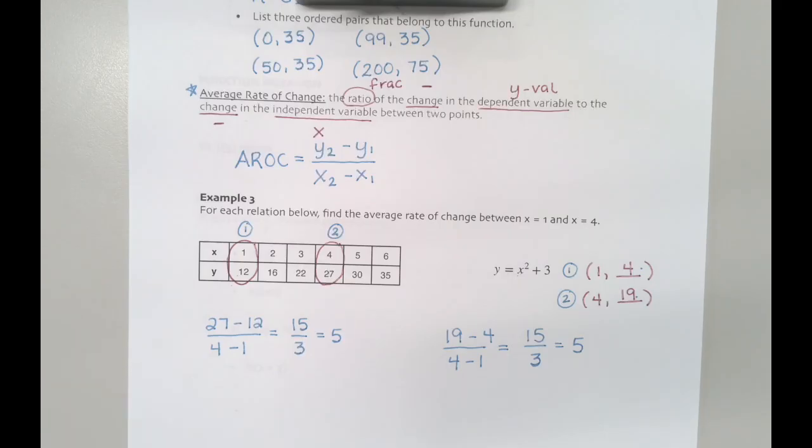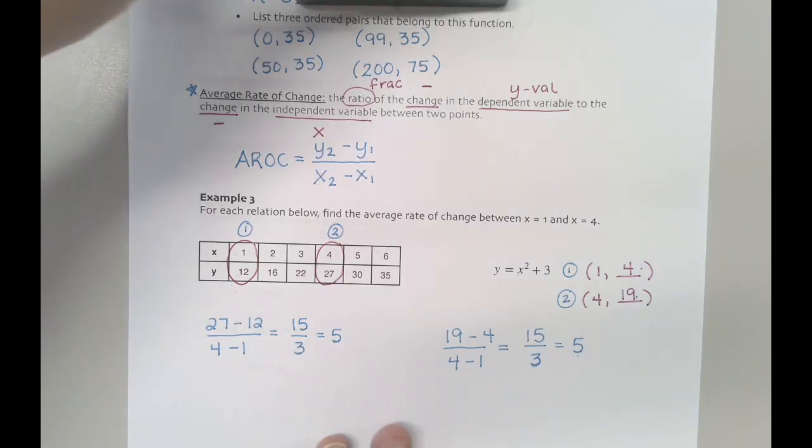I don't think I meant for those to be the same, but that's okay. This is still the average rate of change. Now, does that literally mean that every time I step 1 along the x-axis, my y value is increasing by exactly 5? It does not, but it's an average over that interval between 1 and 4. Okay? Okay, moving on. I think we've got one more set of things to talk about.